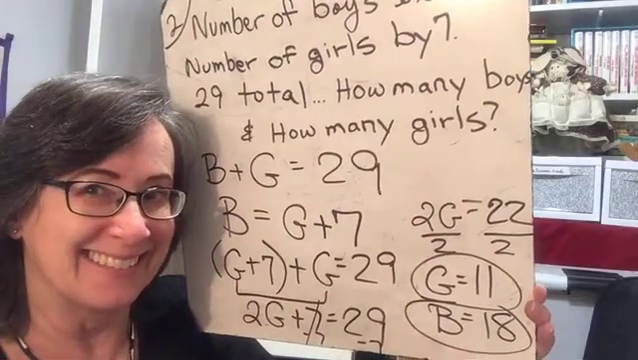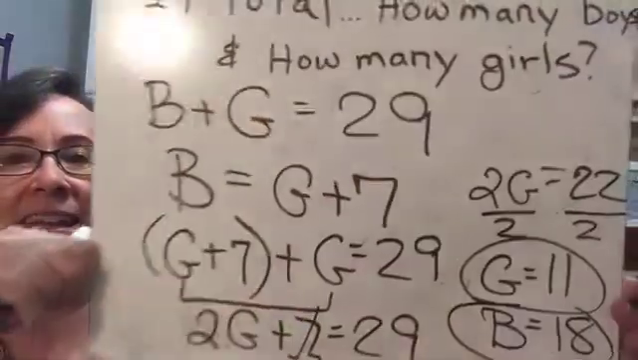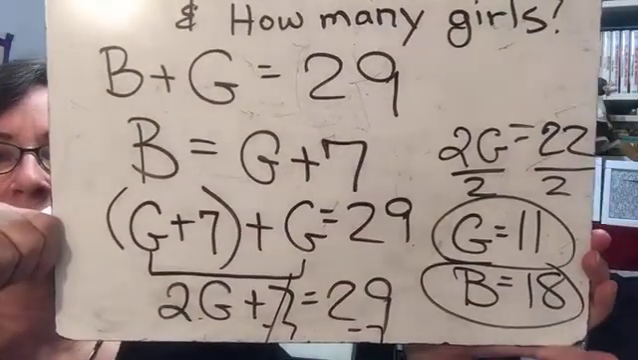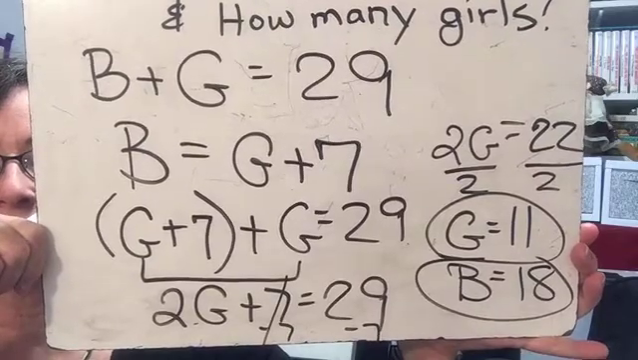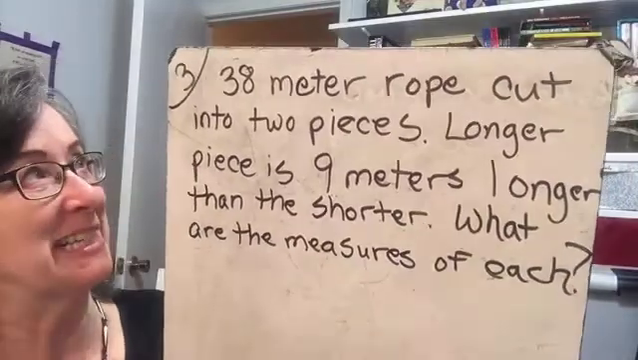And now I'm going to add them together to see if I do indeed get 29. And I do. So there is your work with your equations. Aren't those fun? I think so. Okay, here's example 3.